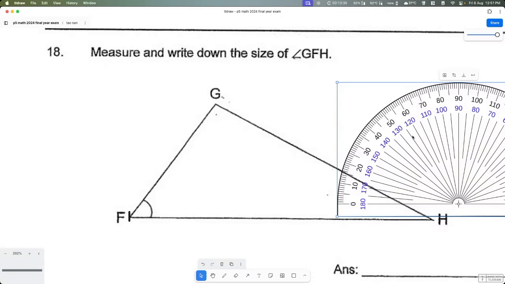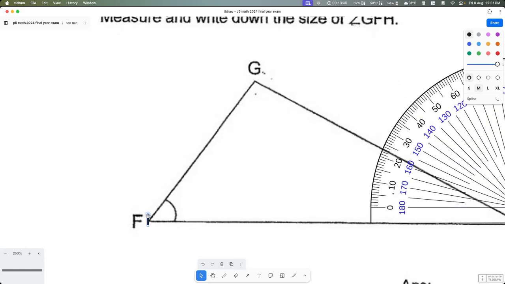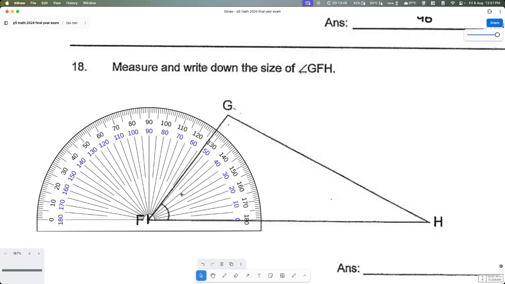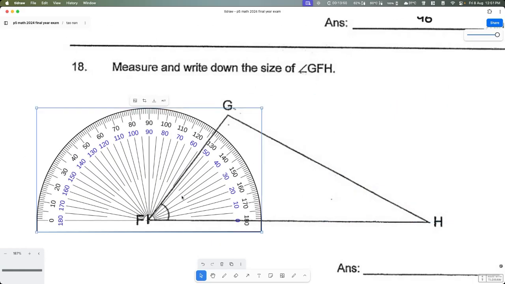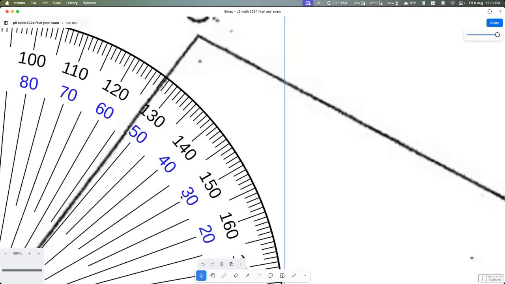Question 18. Measure and write down the size of angle GXH. So first, draw a notch. That's what you see over here. Put the notch here so that when you align it to your protractor, it's easier to align. Once you align it nicely, the next thing is to measure it.